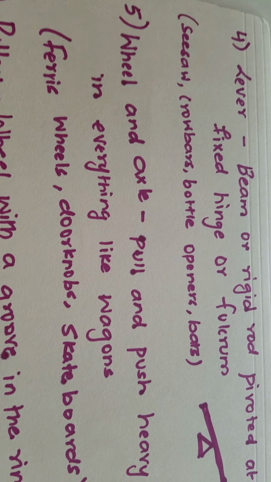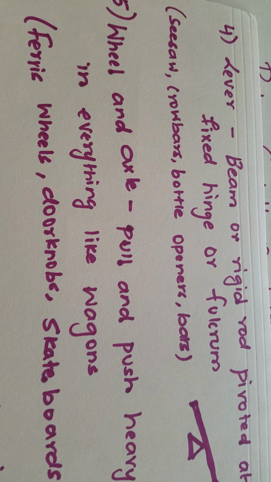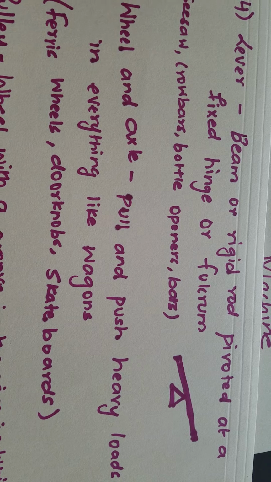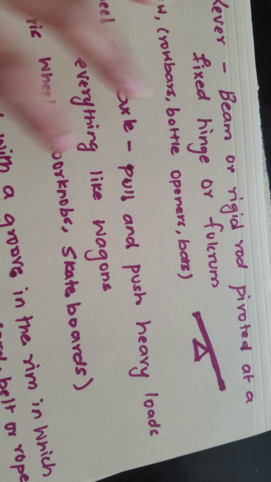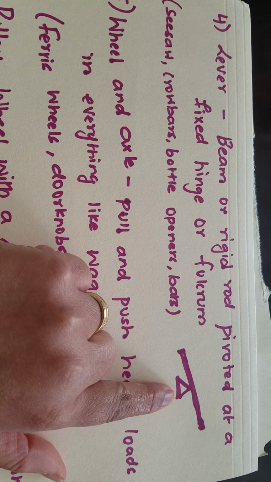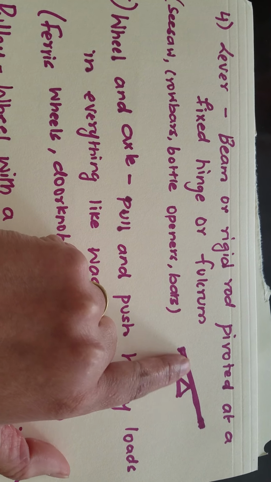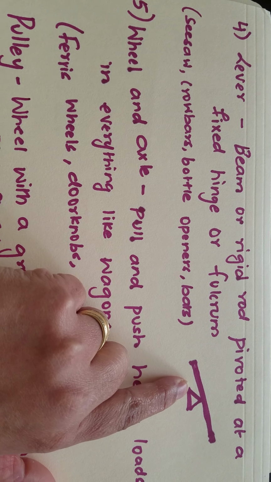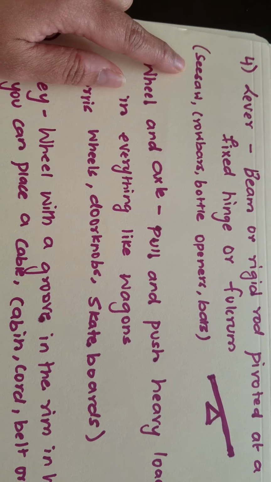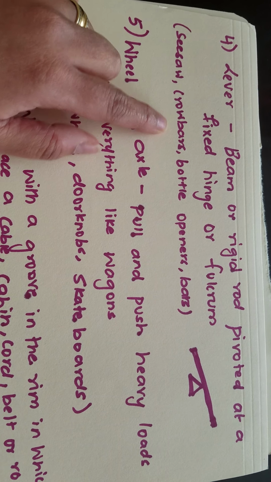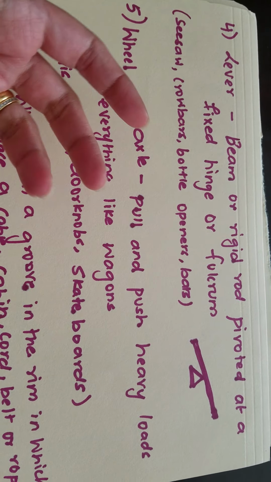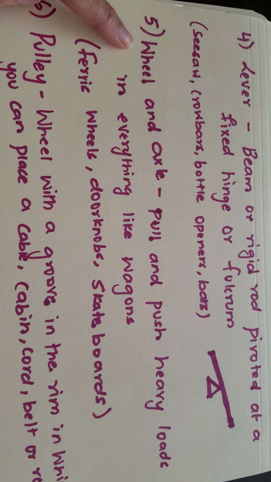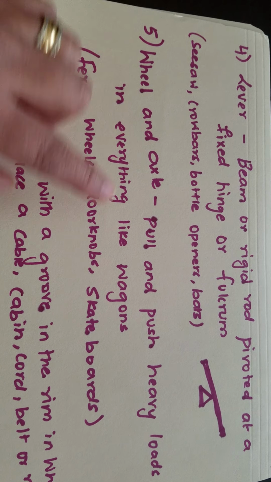The fifth is the lever. A lever is a beam or rigid rod pivoted at a fixed hinge or fulcrum. A fixed hinge or fulcrum is this little triangle here. So this is a fulcrum, and then there is the beam or rigid rod that is pivoted at a fixed hinge. Examples of these are seesaws, crowbars, bottle openers, or bats, like baseball bats. So that's the lever.